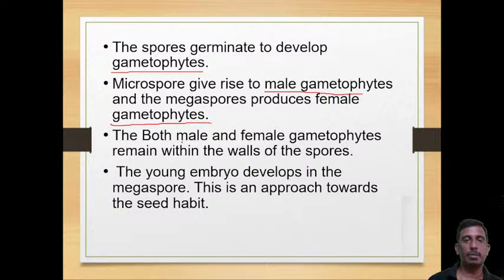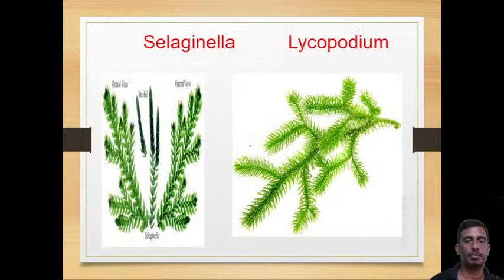Both male and female gametophytes produce gametes. On sexual reproduction, an embryo is formed which leads to development of the sporophyte. What you are seeing are pictures of Selaginella, and this is the picture of Lycopodium.